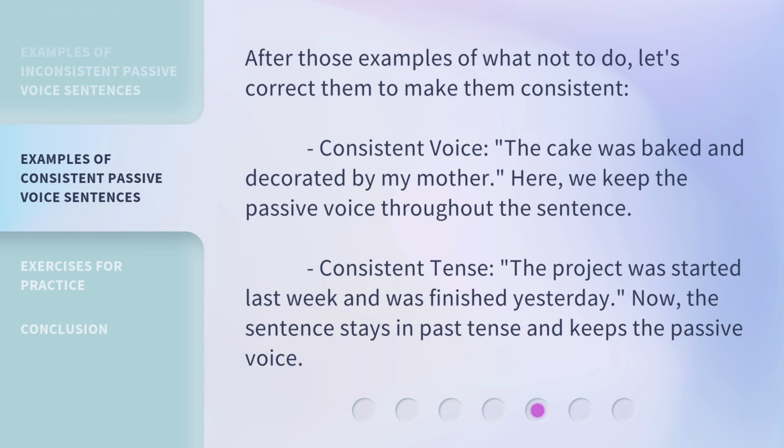After those examples of what not to do, let's correct them to make them consistent. Consistent voice. The cake was baked and decorated by my mother. Here, we keep the passive voice throughout the sentence. Consistent tense. The project was started last week and was finished yesterday. Now, the sentence stays in past tense and keeps the passive voice.